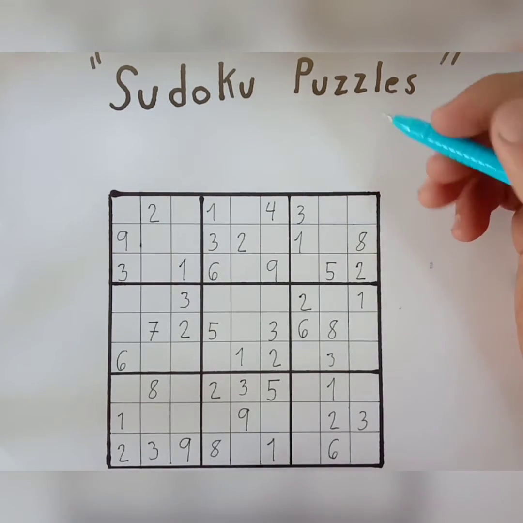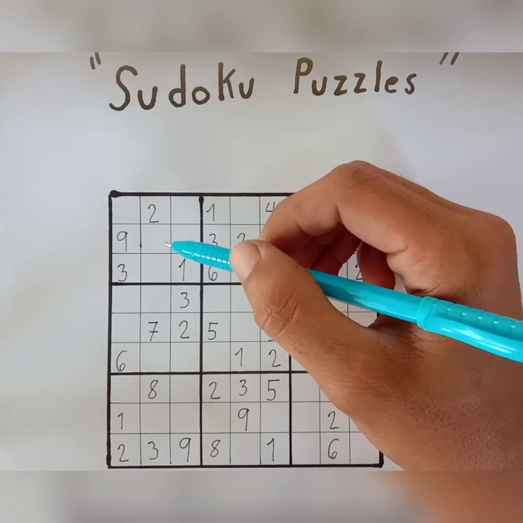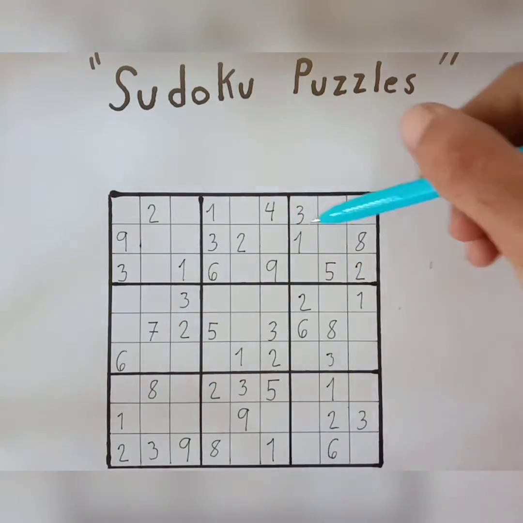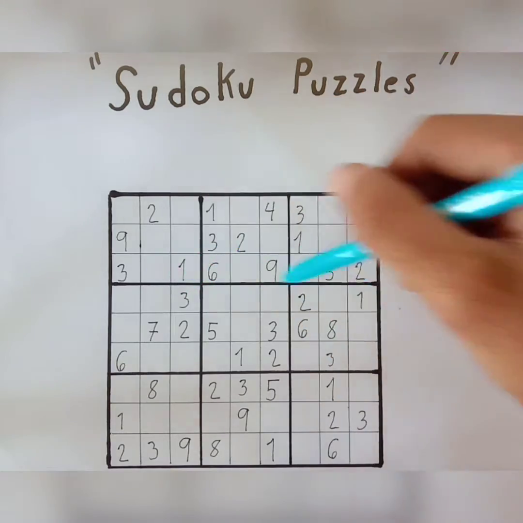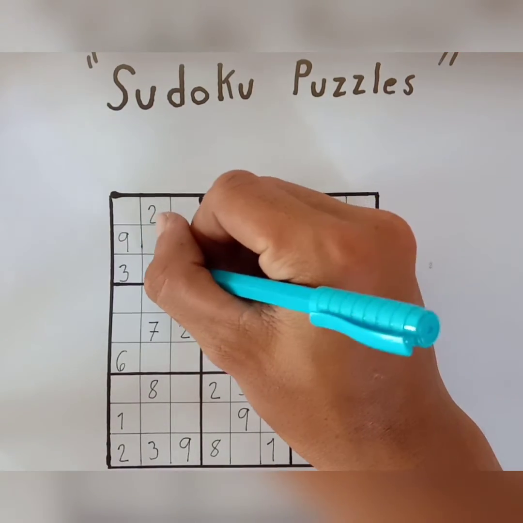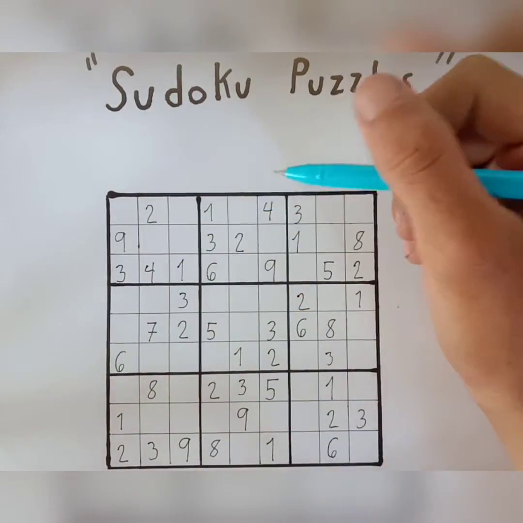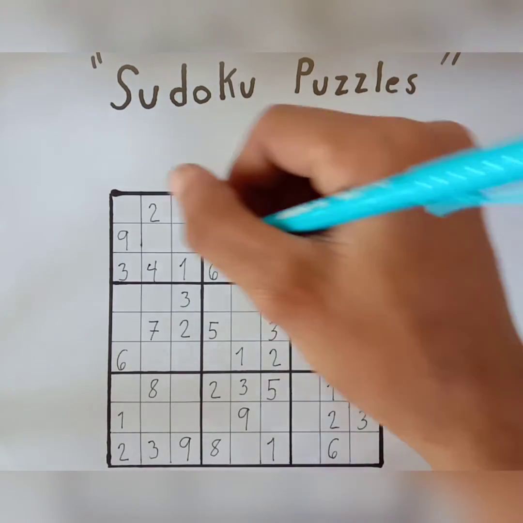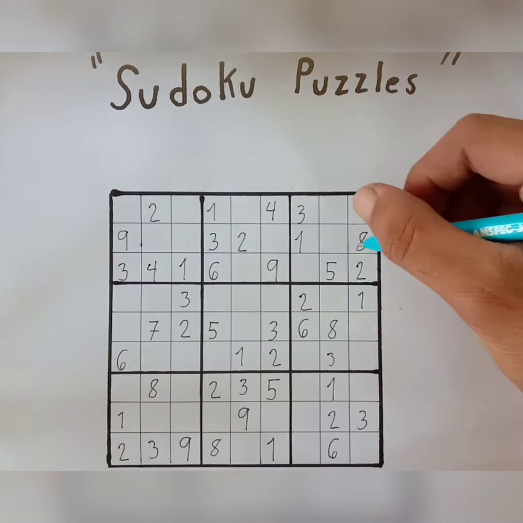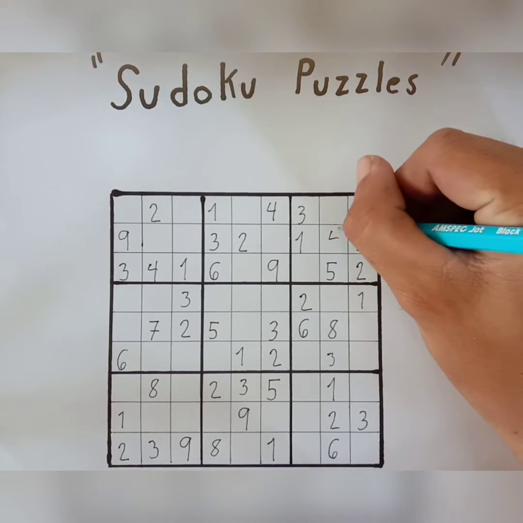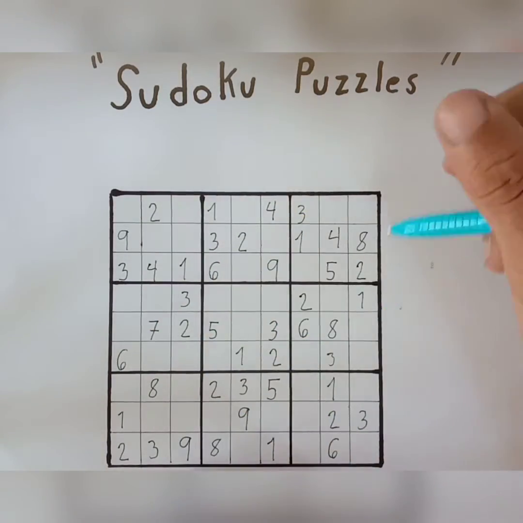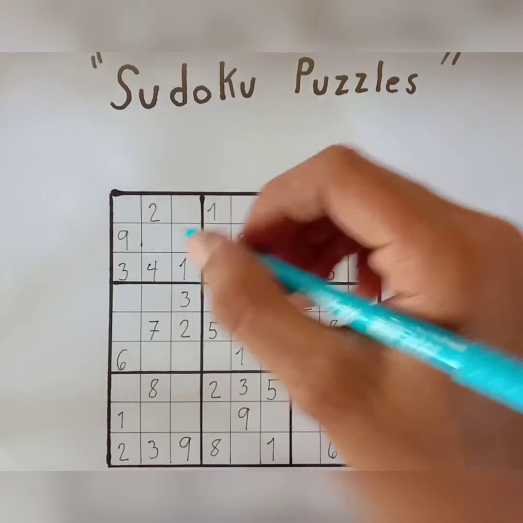Proceed to the number 4. First box, none of this, there is no number 4. We can write this number 4. Second box, there is. Third, none, there is. Center, none. So we can write this at the center. Second row, there is no number 4. We can write this.